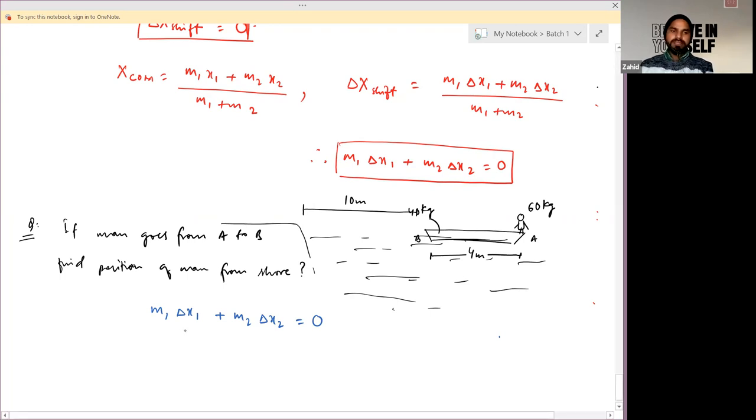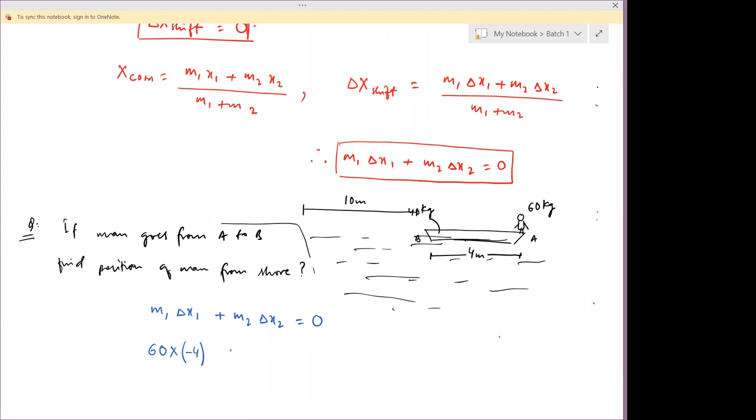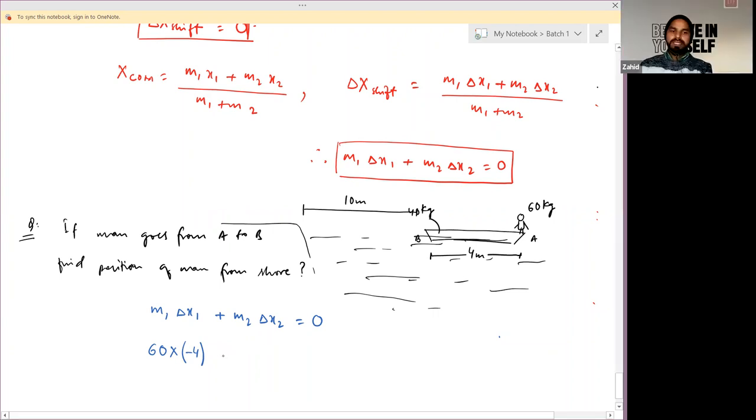Now how to use this formula? Let's say m1 is the mass of the man, which is 60 kg, and he is going from A to B, which is in the opposite direction, or take it as the negative x-axis. The total length from A to B is 4 meter, so it will be -4. Is it clear? Yes, sir. Salman, any doubt? No, sir.